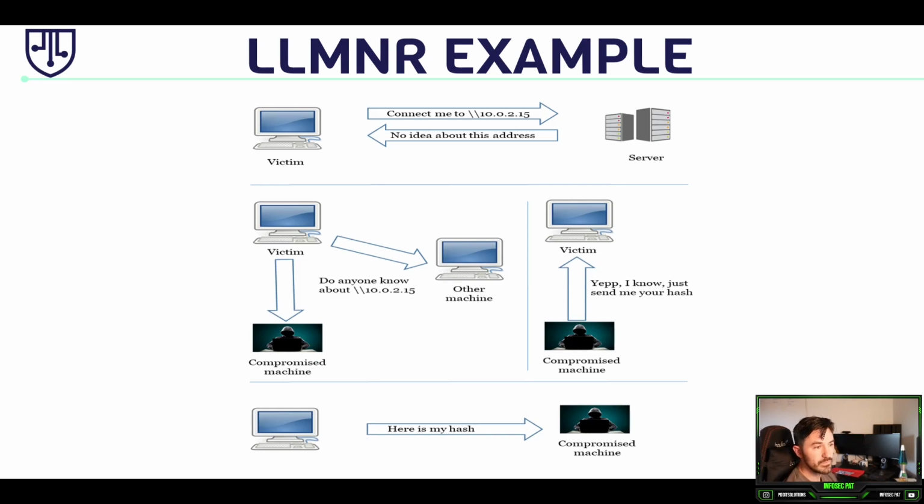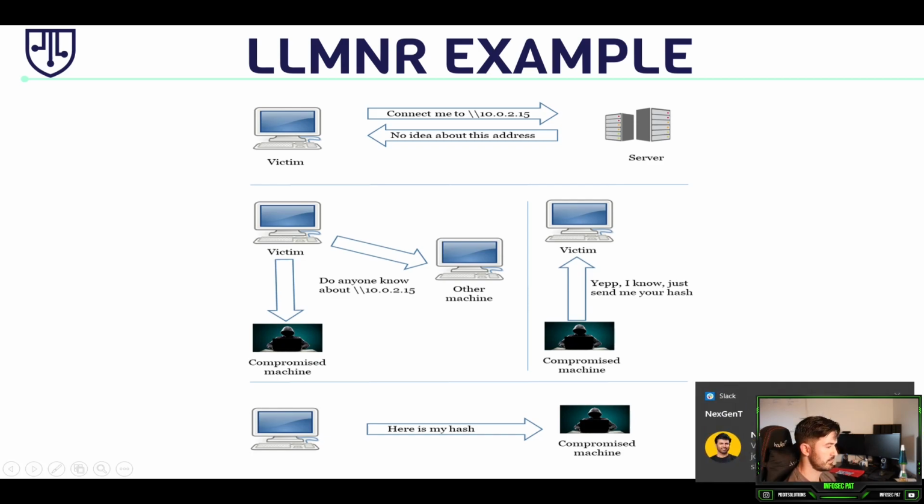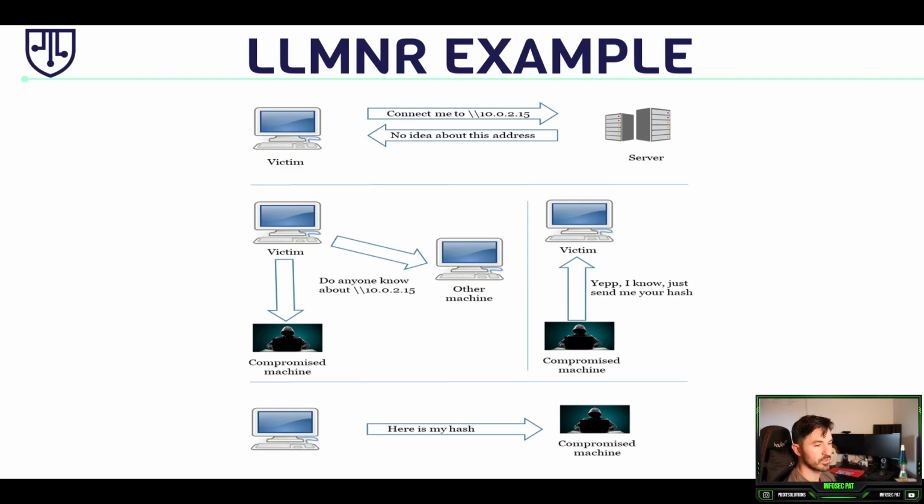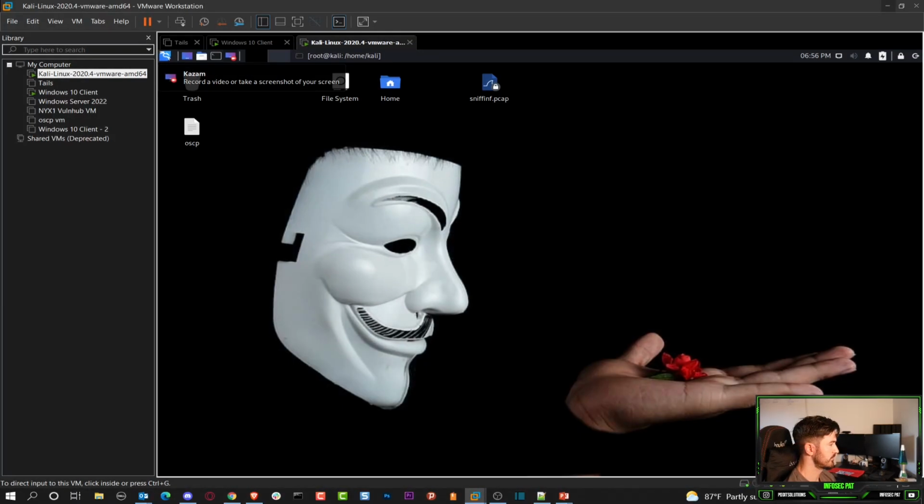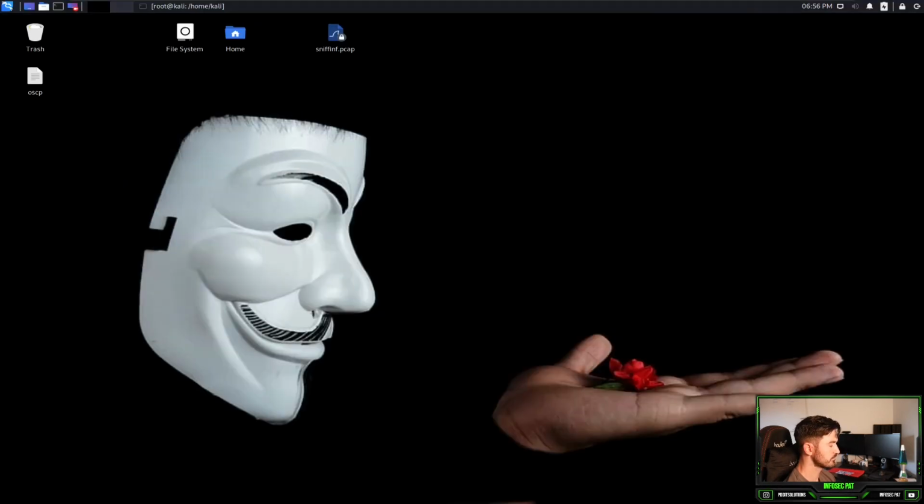And in the last section, we have here's my hash. The computer, which in this case is our Windows 10 machine, sends it to the compromised system, which is our Kali machine. So let's jump onto that machine. Shall we? All right, so let me close that out. We're going to jump onto the Kali machine here. Let's just make this full screen.